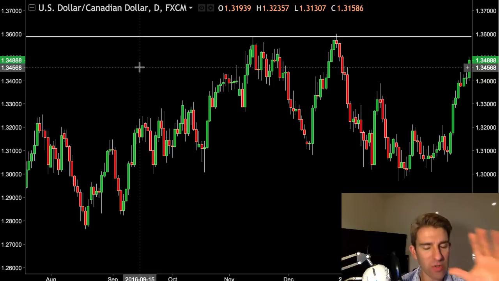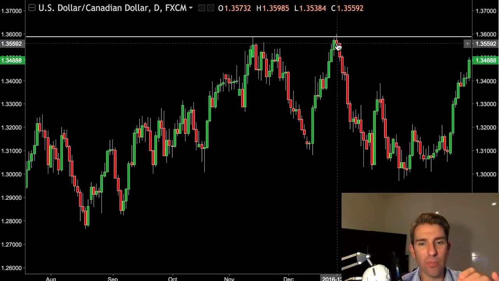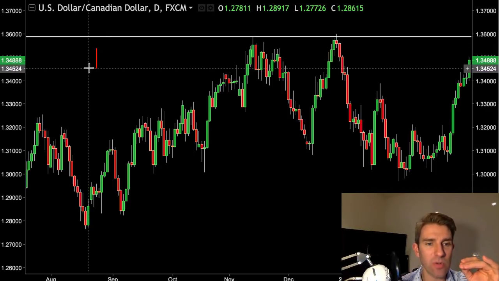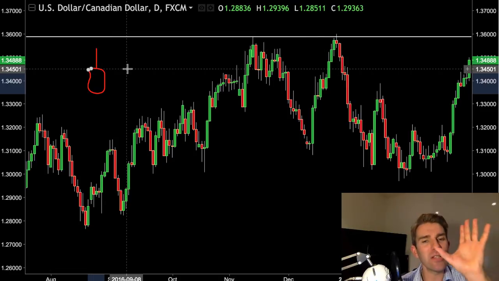So in this example here on US dollar CAD daily chart, we see this little bull trap set up. Now what you also want to see is that bearish candlestick. So you want to see the kind of thick red body, the push to the upside, the wick.